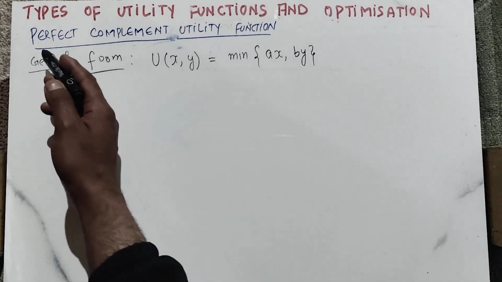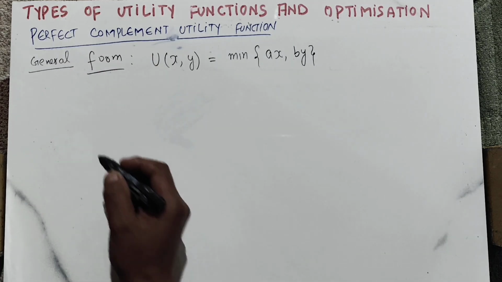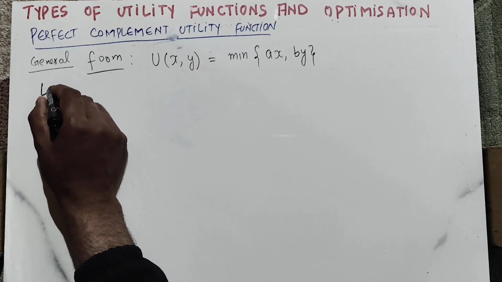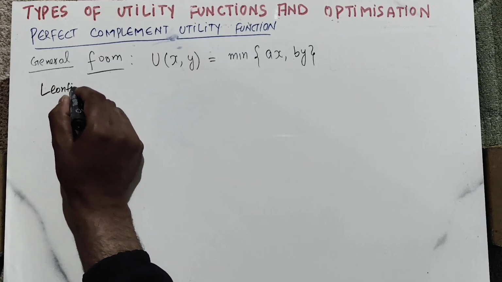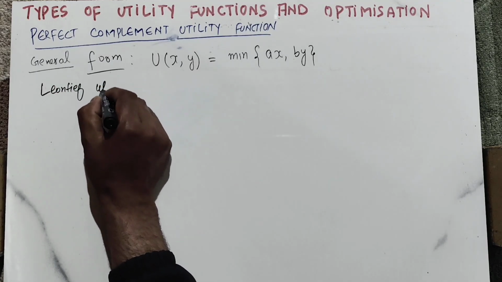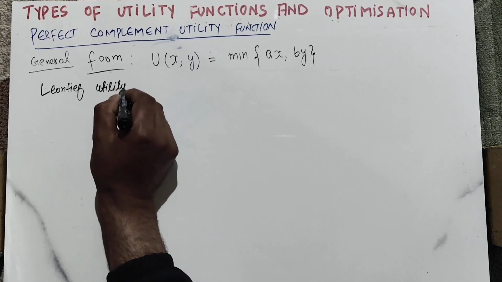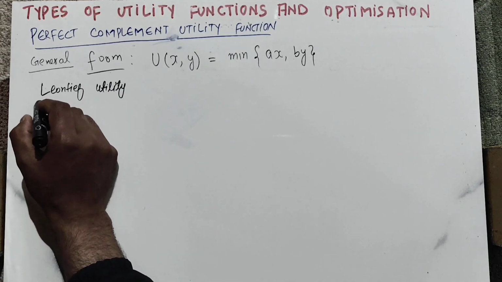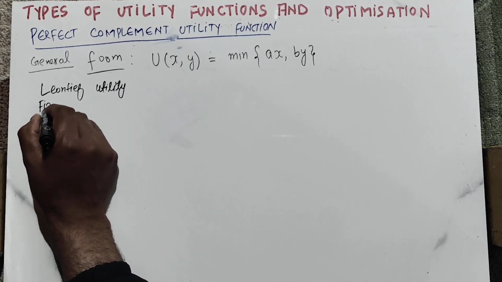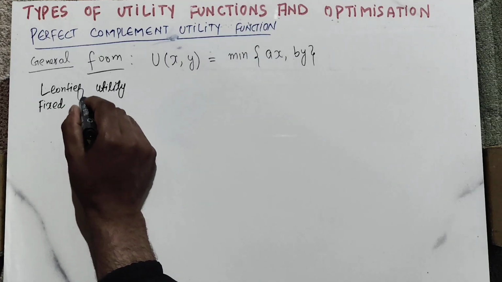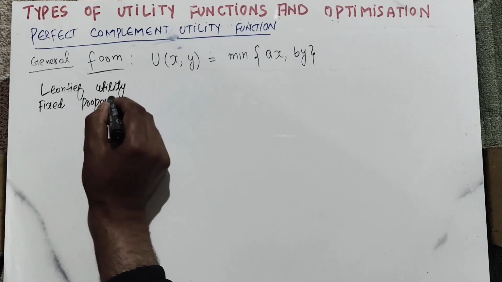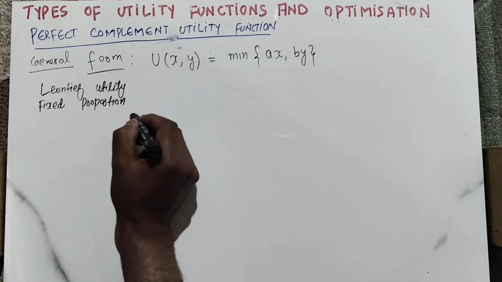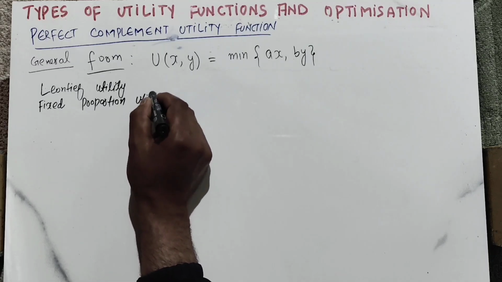Okay, so this perfect complementary utility function, we also call this Leontief utility. We also call it the fixed proportion utility function.